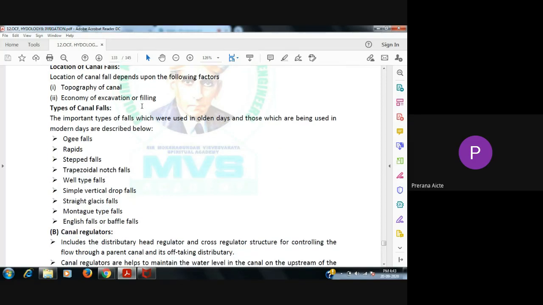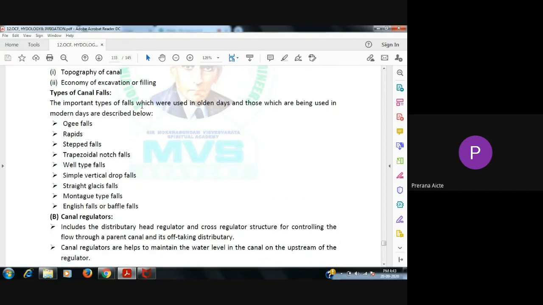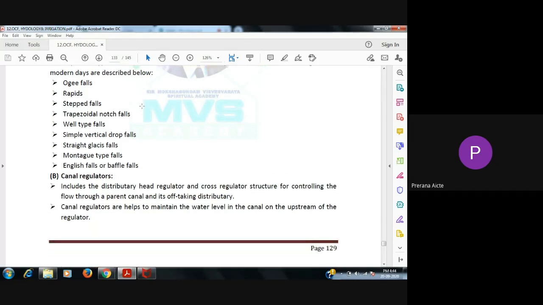So the important types of falls which were used in olden days and those which are being used in modern days are also described below. There are Ogee falls, rapid falls, stepped falls, trapezoidal notch falls, well type falls, simple vertical drop falls, straight glacis falls, Montague type falls, English falls, or baffle falls.